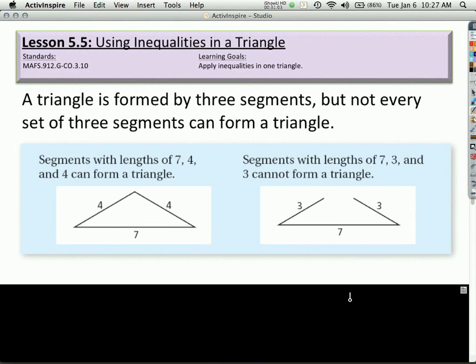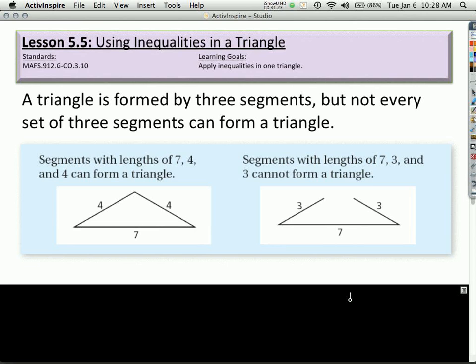We already know that a triangle is formed by 3 segments. But that doesn't mean that you could just take any 3 segments and make a triangle out of it. It will not always work. So how could you figure out which ones will work and which ones won't? Well, here are 2 examples. On the left, I have segments of length 7 units, 4 units, and 4 units. That will form a triangle.